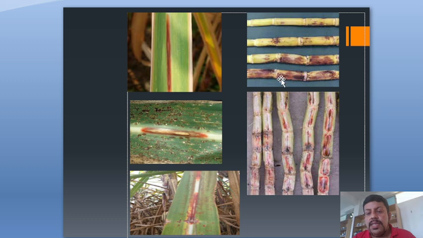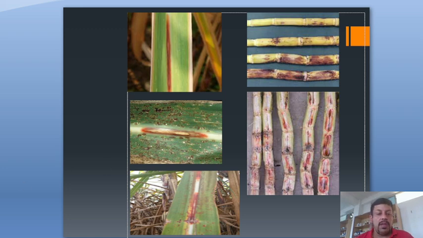Okay, so these are the affected areas, and these node areas actually produce the spores which are in a spore sac. This is known as acervuli. This is a fungus spore structure, and the spores will be present inside that. Okay, so these are the symptoms.